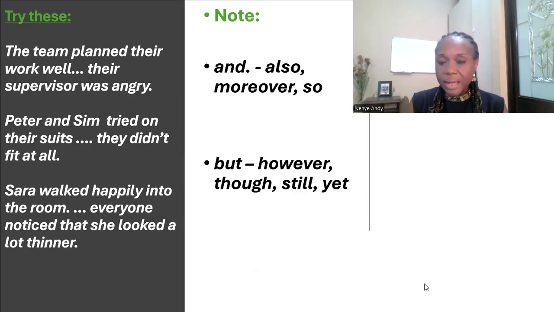Note, while we're still doing this, note that and has other words like it. So wherever and goes, very likely, with very little change in the sentence, these other words can go. Also, moreover, so. Peter and Sim tried on their suits. So the suits fitted well. The same. You see, and the suits fitted well. Moreover, the suits fitted well. So, also, they mean the same as and.